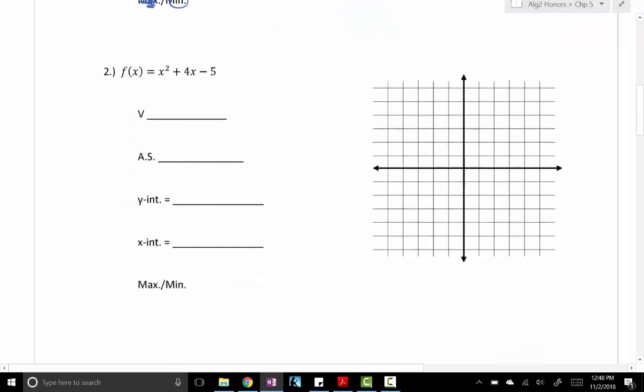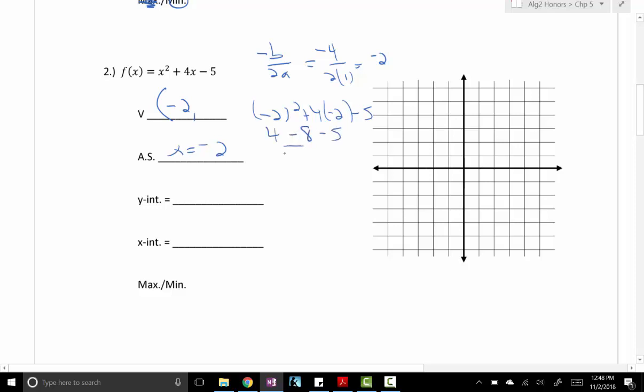If it is in standard form, we have to use negative b over 2a. Sounds familiar. It's the beginning of the quadratic formula. Negative 4 over 2 times 1 is negative 2. The vertex starts with negative 2, and the axis of symmetry is negative 2. Negative 2 squared plus 4 times negative 2 minus 5 is 4 minus 8 minus 5. That is negative 4 minus 5, which is negative 9.